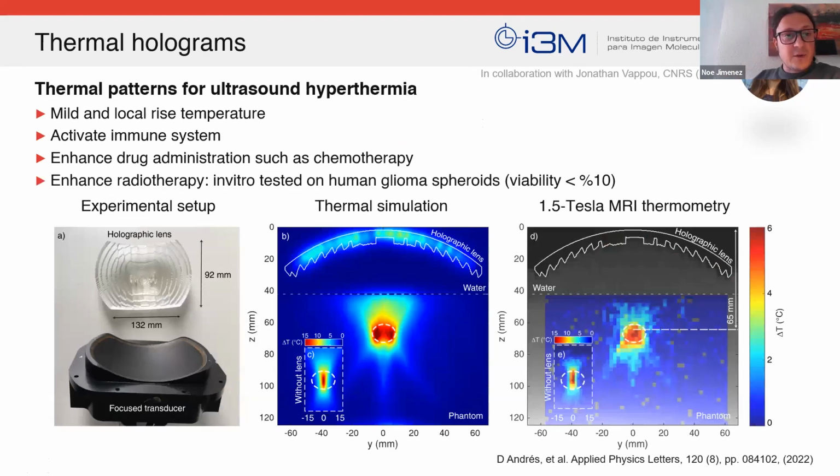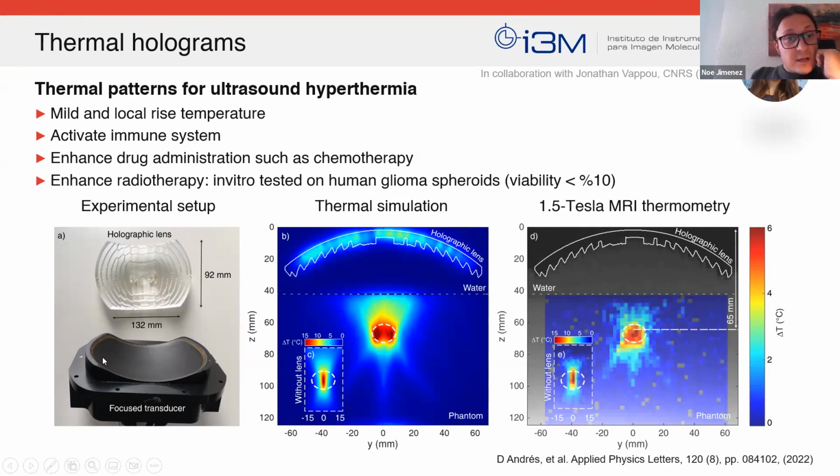Having this pattern in the tissue is very nice to have a paper, but it's not very interesting for the biomedical community. It's more interesting to adapt the target to a spheroid, for example, to treat some tumor. And this is what we did. We developed another transducer, which is also MRI-compatible. We put a specially designed holographic lens.